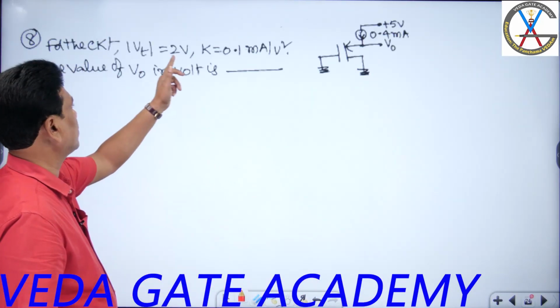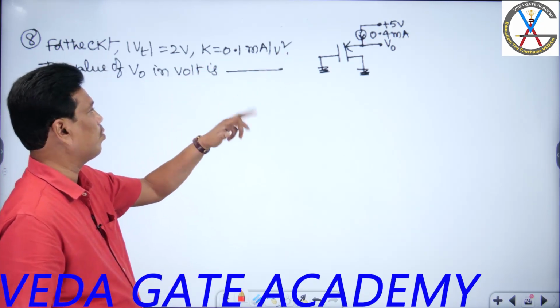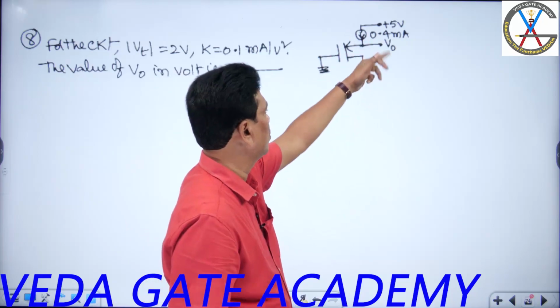For the circuit, modulus of VT equals a given volt, and K equals 0.1 milliampere per volt square. Calculate the value of V0 in volts. So this is the figure given.